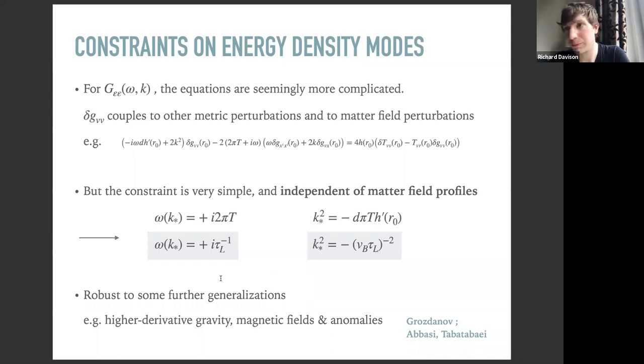So this is the kind of proof, if you like, or explanation of where this result comes from, of how we can prove something so general about the spectrum of this particular Green's function in holographic theories. And so this is more robust than what I've presented here. There have been some nice, interesting works, in particular looking at higher derivative corrections to the gravitational action, and checking that these same relations still hold, even if you look at at least some kinds of higher derivative corrections to the Einstein equations. And also it works in the presence of certain kinds of magnetic fields and with Chern-Simons like terms, anomalies in your field theory, and so on. Okay.